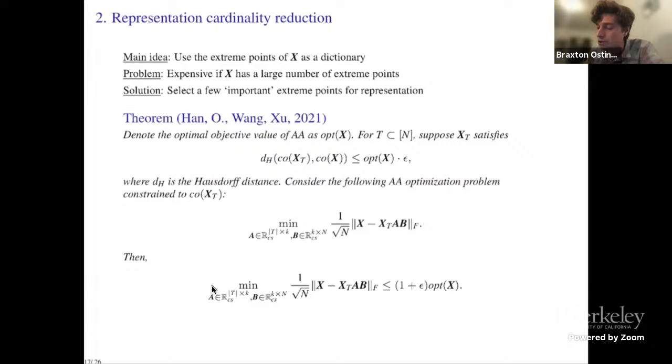If I could somehow choose a subset of the columns so that the convex hull of those columns, compared to the convex hull of the columns of all of X, is small in the Hausdorff metric, then using that subset of the columns, I solve the reduced AA optimization problem. So here X_T replaces X in the usual problem. Then the optimal value here is less than or equal to 1 plus epsilon times the optimal value for the original problem. Okay.